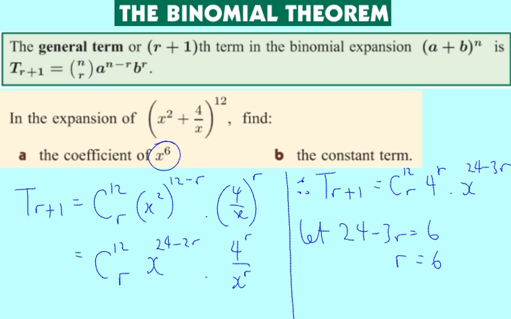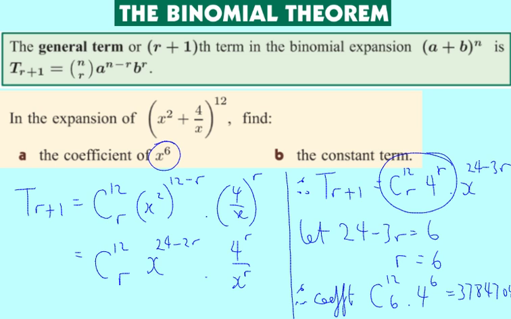And so now the coefficient I'm after, well, that term there is the coefficient. All I have to do is let r equal 6. So the coefficient will be C(12,6) multiplied by 4 to the power of 6, which we can simplify in the calculator and gives us an answer of that massive number.